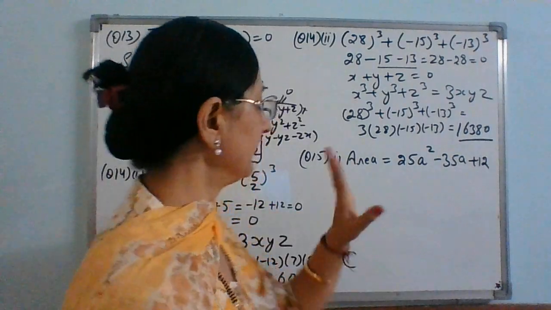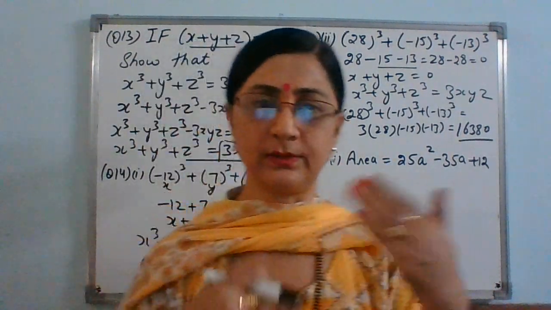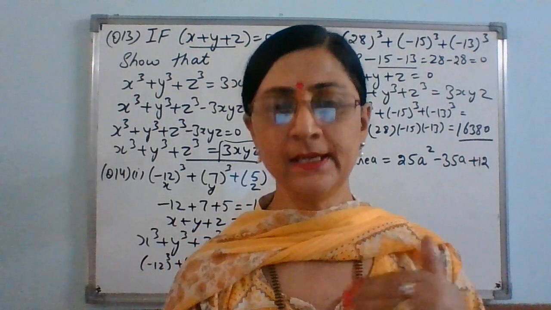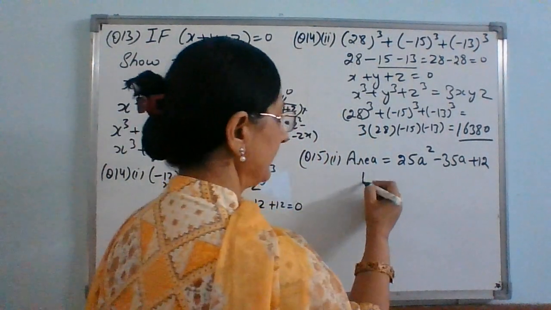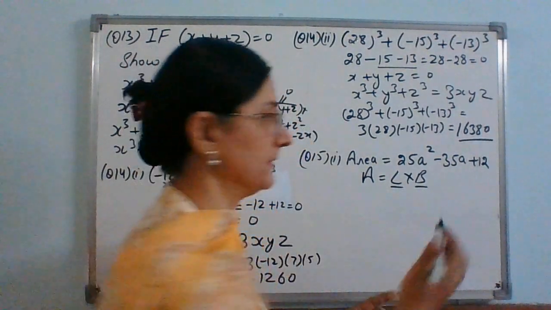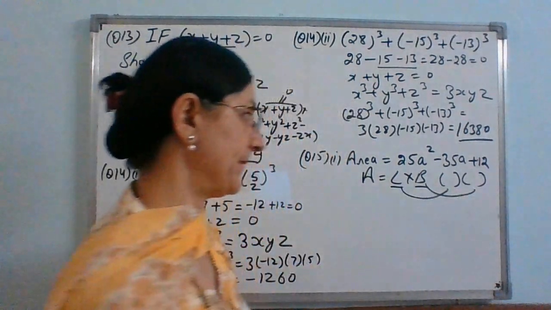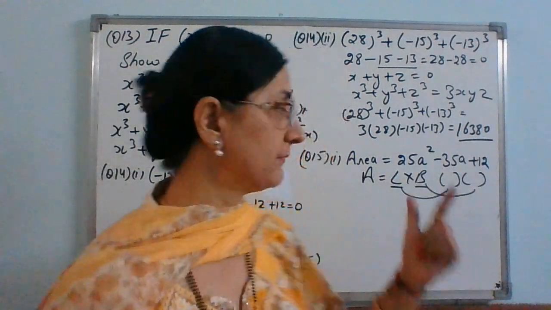Same here. Now in this question, the area has been given and we are supposed to find the expressions for the length and the breadth. Means, what is area? Area is equal to length into breadth. Means we need the factors here. One factor will be of length and the other will be of breadth. But here we don't have this in factor form.